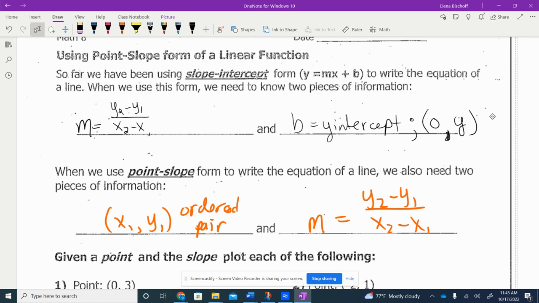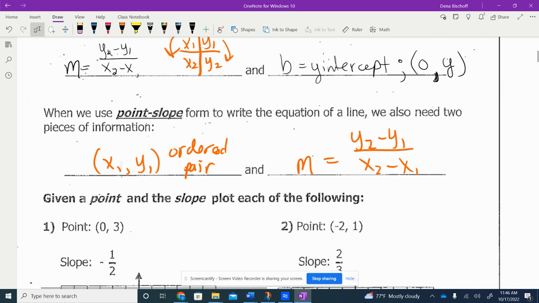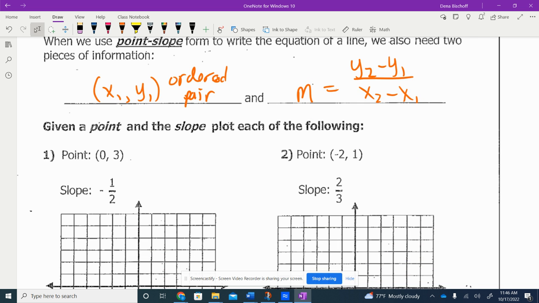So slope is y2 minus y1 over x2 minus x1, or you could set up the little table thing, right? Do you guys remember doing that? Some of you like that method better, finding the change in y over the change in x. And then your y-intercept. And for point slope form, we need an ordered pair. It doesn't matter which ordered pair you choose, as long as you choose one of the points on the line and your slope. So the first thing that we're going to do is we are going to graph.